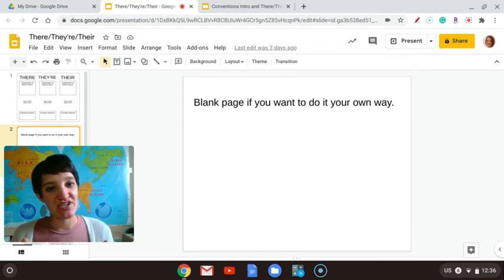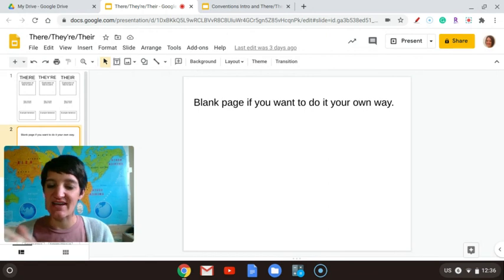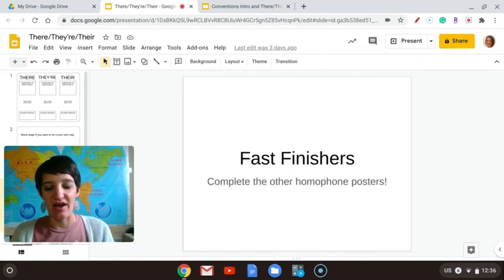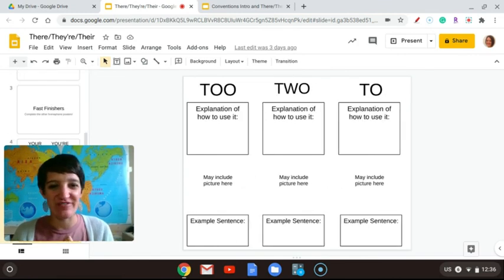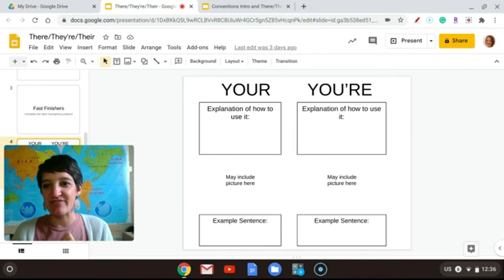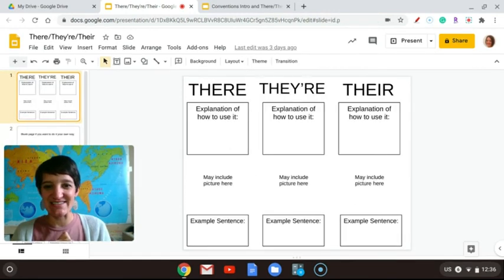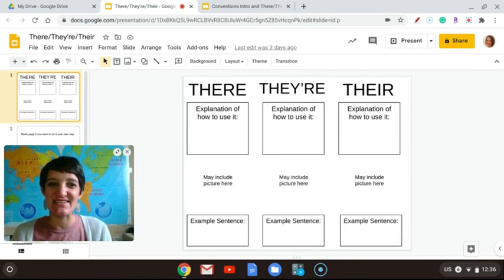Now, if you finish, because I'm going to give you some time tomorrow or next lesson as well, you can work on posters for the other homophones that we're going to talk about more tomorrow. So that is your assignment for today. Good luck. I'm excited to see it. Make sure you submit when you're done so it sends it to me.